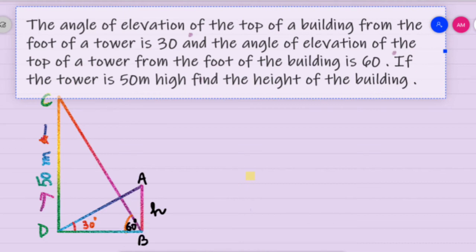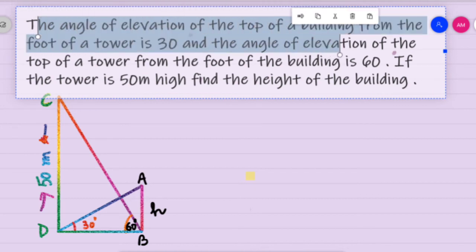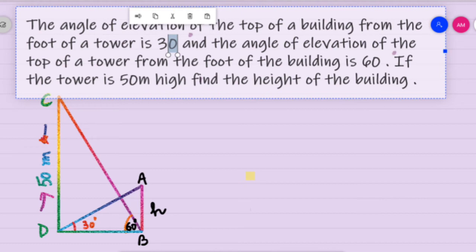Question number 9. The angle of elevation of the top of a building from the foot of a tower, is 30 degree, and the angle of elevation of the top of a tower from the foot of the building is 60 degree. If the tower is 50 meter high, find the height of the building. Now children, first of all, what you must understand here is, you have a building and you have a tower.